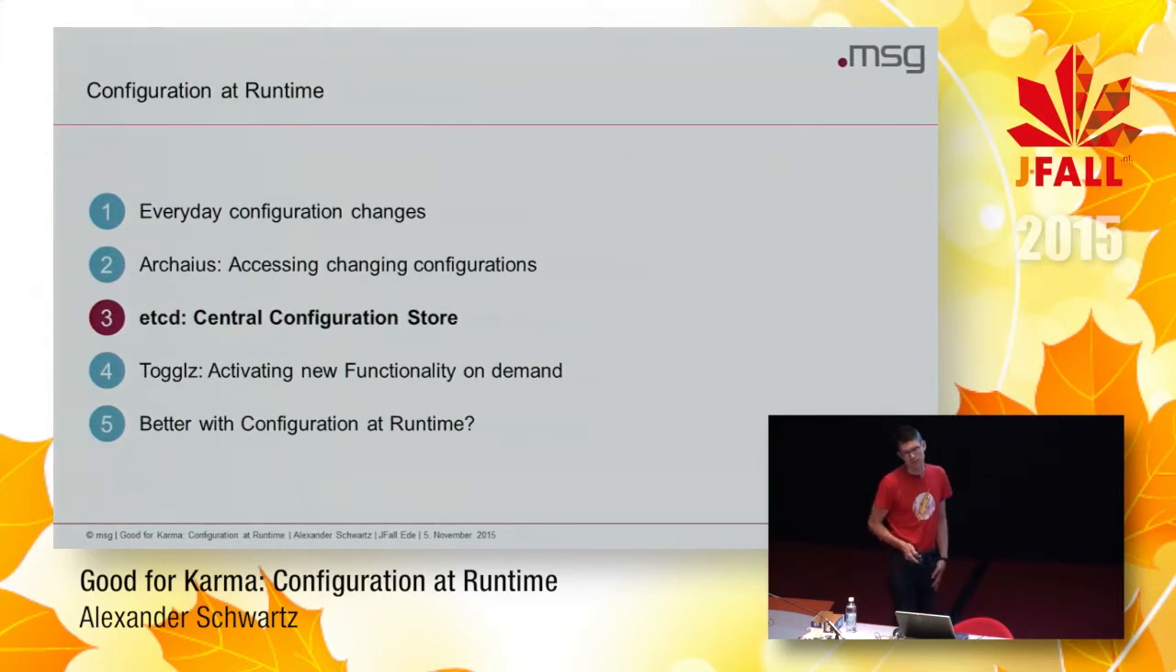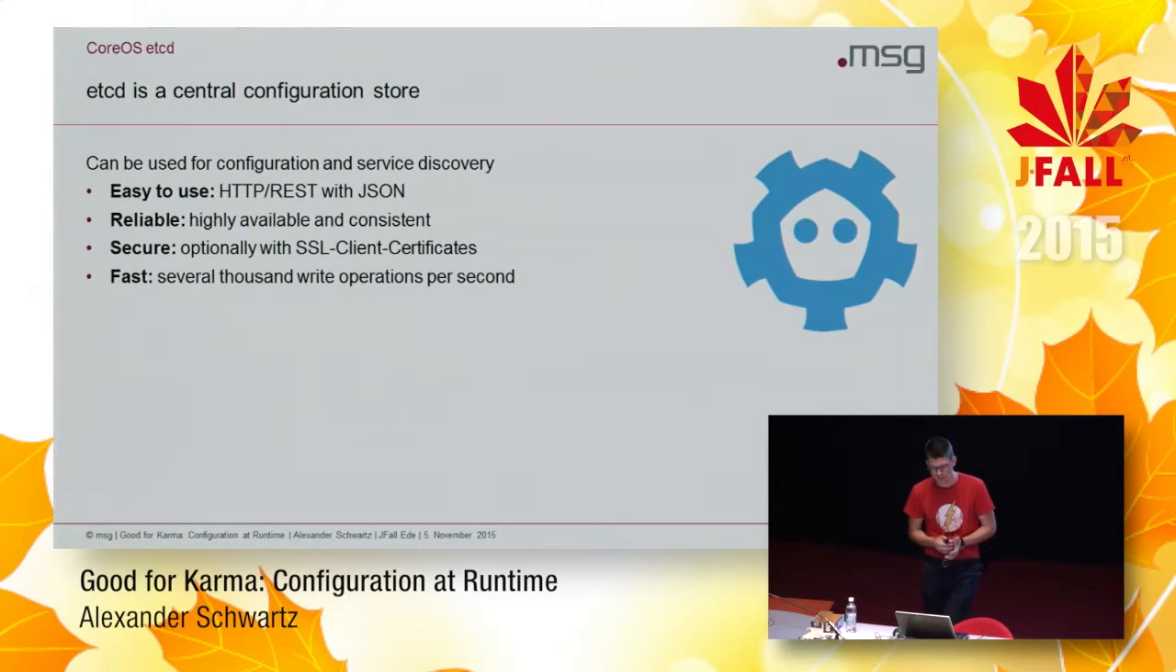All right, let's look at etcd. That's how we can orchestrate several instances of our own application or coordinate several other applications together. So what's etcd? Well, it can be used for configuration or for service discovery. It's quite easy to use. It has an HTTP and REST interface that is then called with JSON. It's reliable and consistent. You can set up a small cluster of like 3 or 5 instances of etcd that are then highly available and consistent. It's secure, as you can use SSL client certificates to secure the connections to etcd. And it's fast in a way that it accepts several thousand write operations per second. So that's really nice.